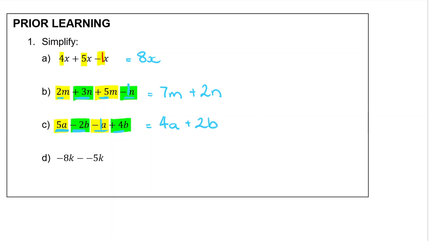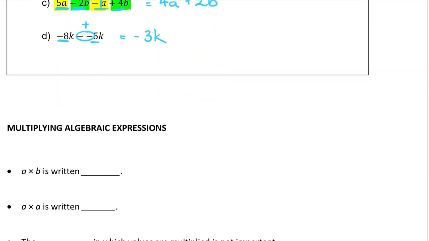And the last one, they are both k terms, but the reason this one is here is because we have the double symbol. If you have a minus and a minus next to each other, it means that that turns into a plus. And we're going to be doing negative 8 plus 5, which makes a negative 3k. All right, so hopefully that is getting easier.